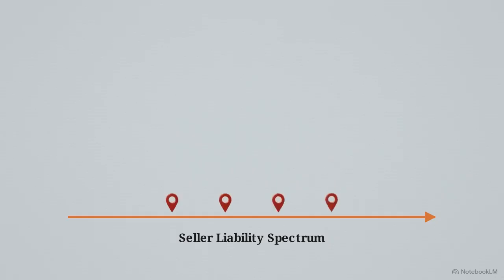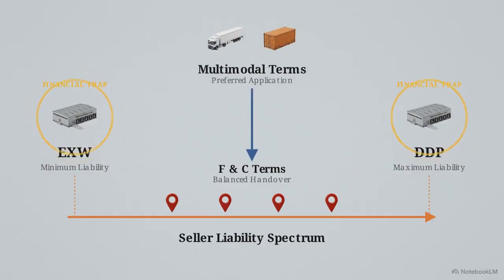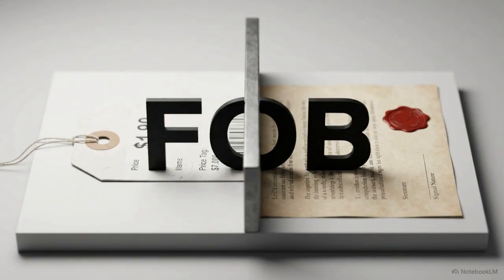To dismantle these structural errors, we are going to map the 2020 framework. We will isolate the financial traps hidden at the extreme ends of the liability spectrum and correct the pervasive misapplication of multimodal terms. Treating a three-letter Incoterm as a simple pricing mechanism rather than a definitive legal boundary line directly drives unmanaged financial liability in global trade.